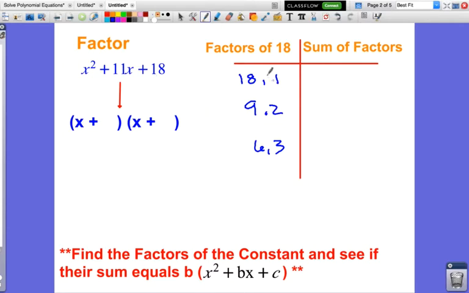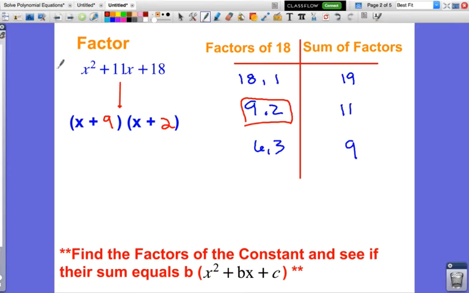Now I've got to figure out which one of these sums equals 11. Well, 18 plus 1 is 19. 9 plus 2 is 11. 6 plus 3 is 9. So 9 plus 2 is 11. That's the sum of the factors of 18 that equals 11. So what that means is that when I factor this out, I'm going to put 9 and 2 as my p and my q. So x plus 9, x plus 2. It does not matter what order I did it. I could have done 2 and 9 here. It does not make a difference.